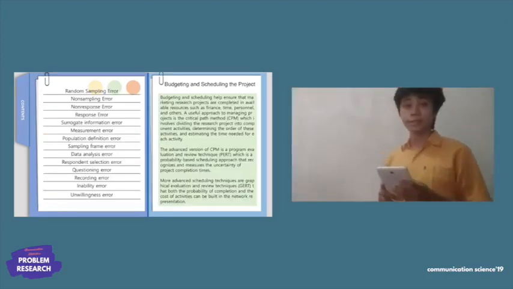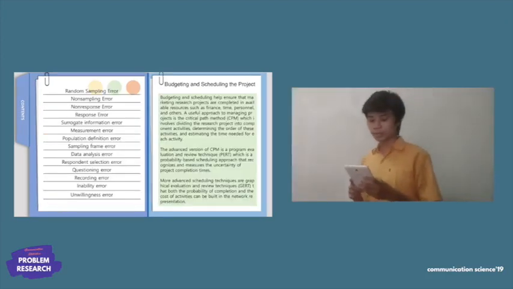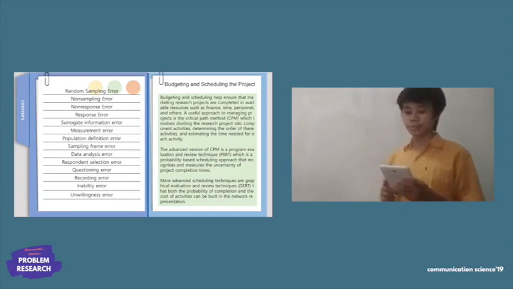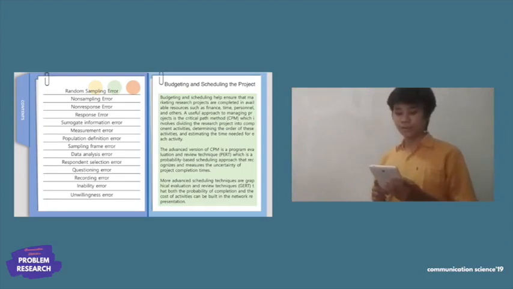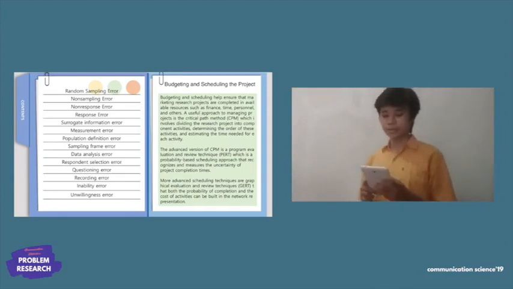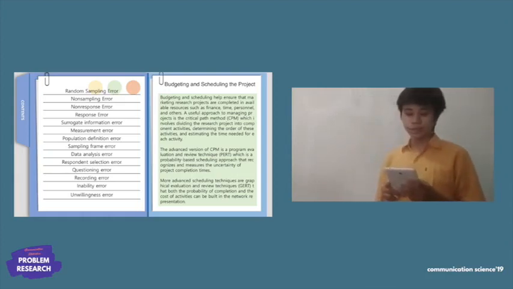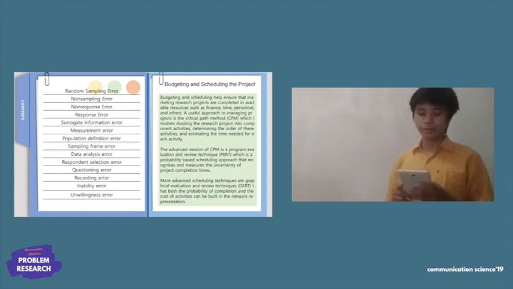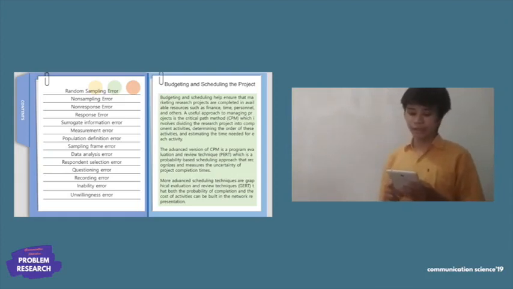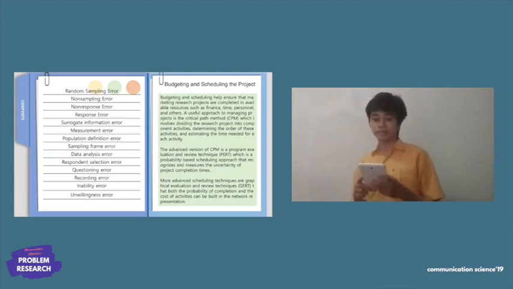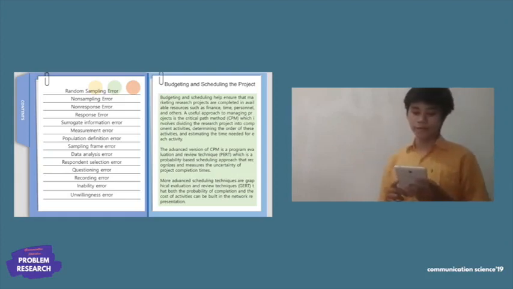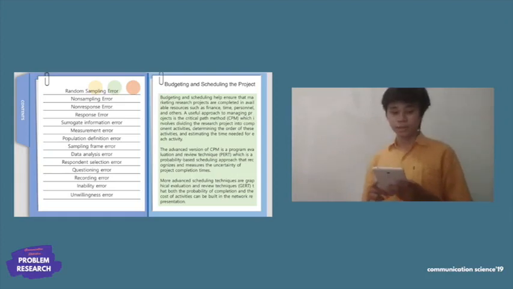Budgeting and scheduling the project. Budgeting and scheduling help ensure that marketing research projects are completed within available resources such as finance, time, personnel, and others. A useful approach to managing projects is the critical path method, or CPM, which involves dividing the research project into component activities, determining the order of these activities, and estimating the time needed for each activity.